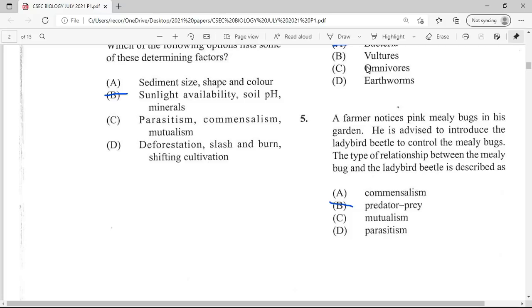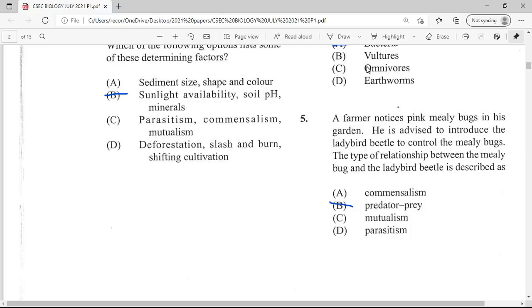So if we look at the farmer noticing the mealybugs in his garden, he's advised to introduce a ladybird beetle to control. So the problem here, or the pest here, is the pink mealybug, for the agriculture student. And we are now using the ladybird beetle to control. This is another example of using a dragonfly to control mosquitoes, or using a Brazilian cane toad to control sugarcane beetle. So this is a biological control. And in a biological control, we are seeing a predator-prey relationship, not commensalism.